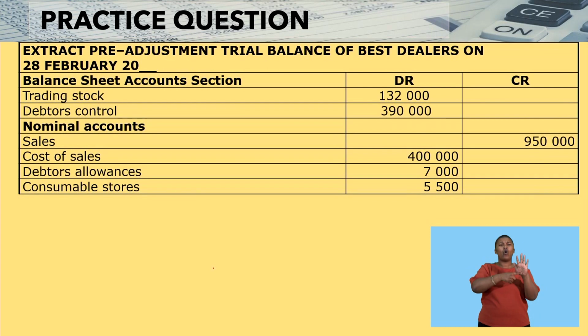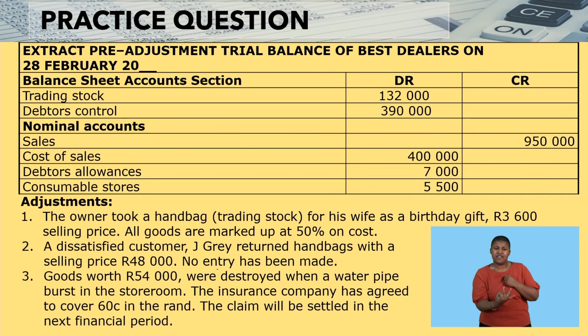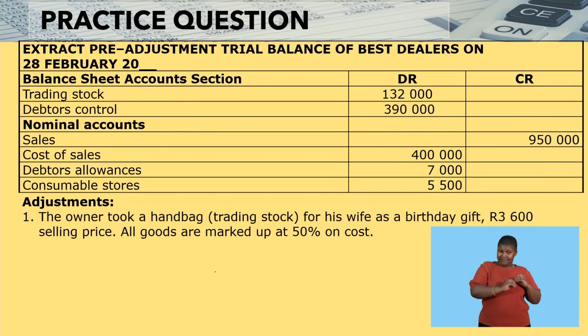What you see here is an extract of the pre-adjustment trial balance of Best Dealers at the end of its financial period, which ends on the 20th of February. We have some adjustments with us: adjustment number 1, adjustment number 2, and number 3. What we want to do is record these adjustments and see how they affect our statement of comprehensive income.